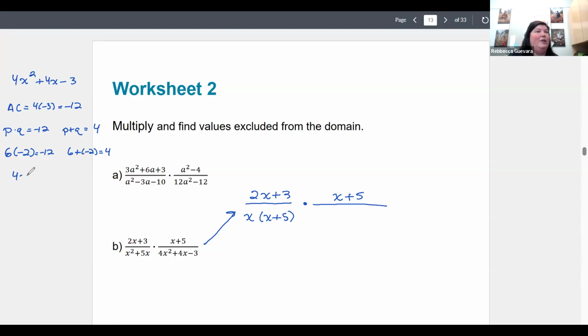So we have 4x squared. Remember, the 6 and the -2 break up this middle term. So we'll have plus 6x minus 2x minus 3. So we can pull out here a 2 and an x out of the first two terms. So that's 2x, and we're left with the other 2x plus 3.